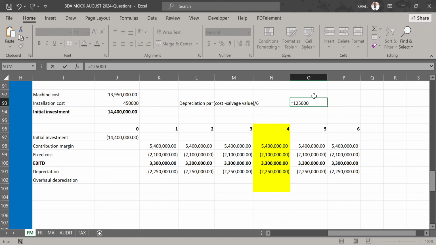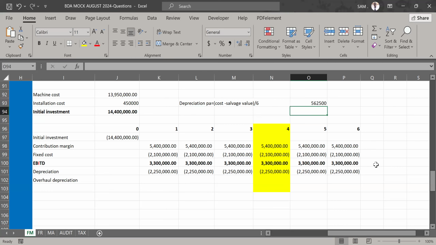So to get that depreciation per annum, because we are using a straight line method, we just divide that 1,125,000 by 2 so that we get depreciation per annum, and I'm getting here 562,500. So that is the overhaul depreciation. Now, applying it in year 5 and year 6, it does not affect year 4 because this change takes effect when year 4 has already ended. So it will affect year 5 and year 6. That's when the overhaul depreciation will take effect.